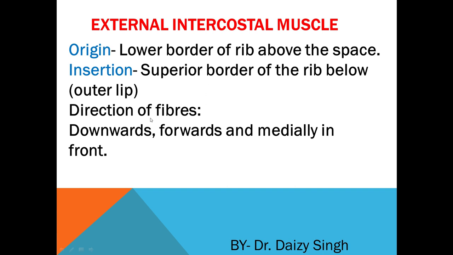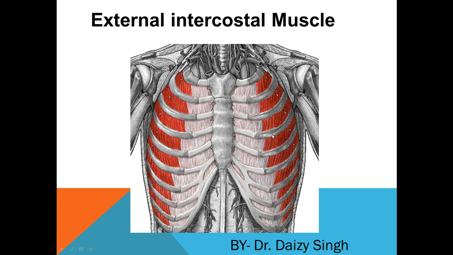And the direction of the fibers is downwards. They move downwards, forwards, and medially in front. It is just like when you put your hands in the front pockets of your pants. Okay? Downwards, forwards, and medially. See this slide showing you the external intercostal muscles, and see the direction: downwards, forwards, and medially.